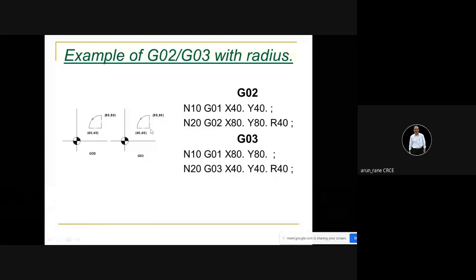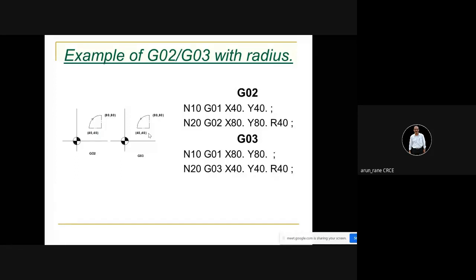Alright. So if it is incremental programming, and if you are using radius, then it will be G03 X minus 40, Y minus 40, R40. If you are using incremental as well as center programming, then it will be G03 X minus 40, Y minus 40, then I 0 and J minus 40. So there are various ways of programming. G91 is easy, but there is a tendency to make mistakes.